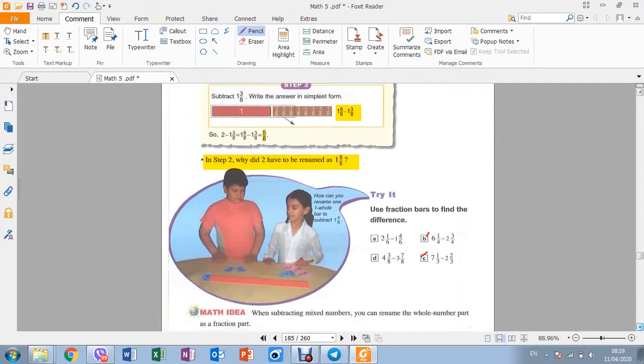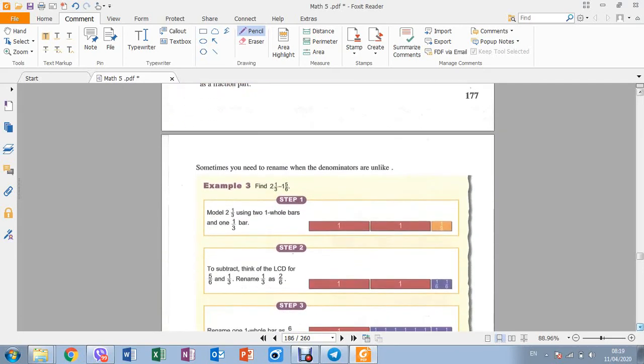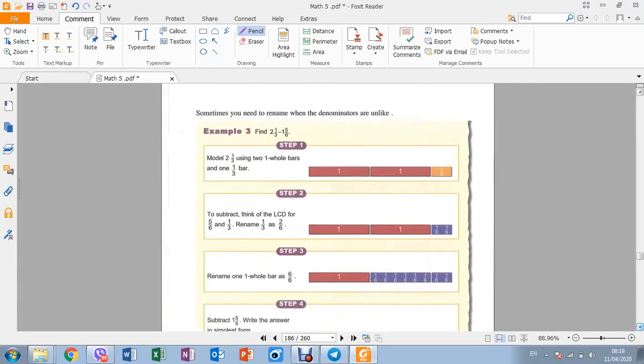This one is your homework, okay? Now we have example 3, okay? We can every time use LCM and LCD because LCM equals LCD, or you can use a fraction bar. Whichever way you love, you can use it, okay?